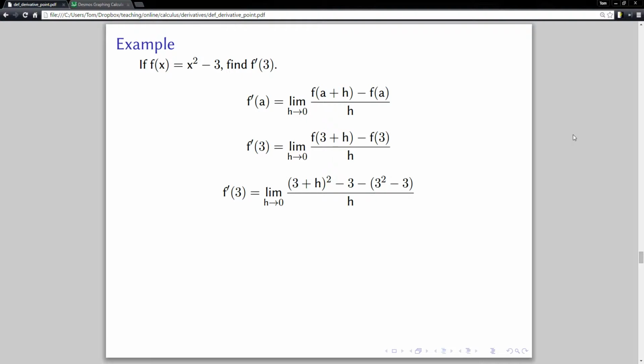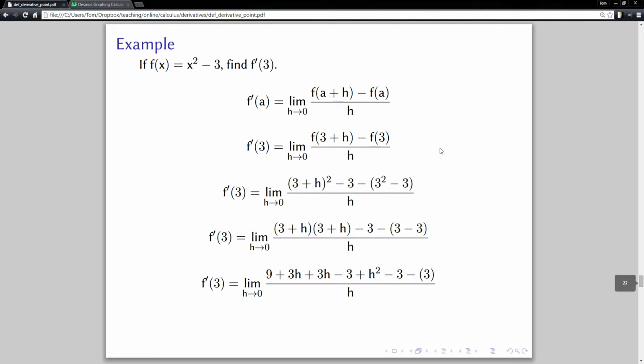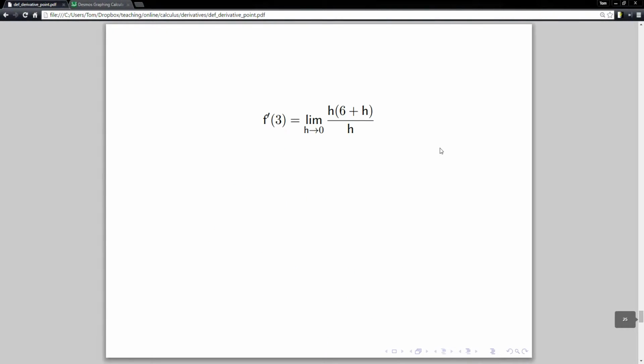Very similar to what we did before. Here I have f of 3 plus h, so I would plug 3 plus h in for x there and get 3 plus h squared minus 3, and then I would plug in 3 also up here, get 3 squared minus 3, and then do a lot of simplifying. But you notice it's almost exactly the same steps that we did before. The numbers are just slightly different in this case. Combine all the like terms, and that's what we're going to get. And then factor out the h, and then cancel, and then take the limit, now that we won't get 0 over 0, and it comes out to be that f prime of 3 equals 6.